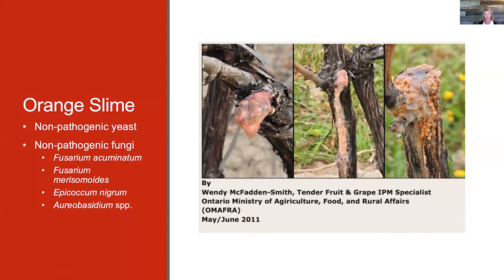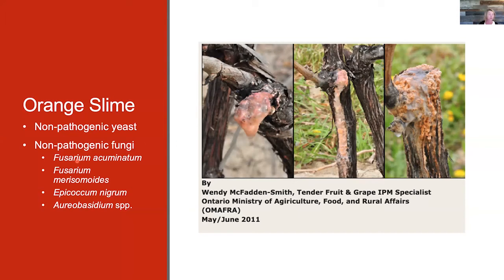So if you can see here, this is a picture from OMAFRA from Wendy McFadden Smith. Some of you may know her, but you can see here that this will actually start to drip, like ooze, and go onto the ground. And again, while it's a bit shocking, it won't kill the vine, and eventually it'll just dry up as the weather dries up in the hot summer. Again, though, it can be shocking. There's nothing you can really do for it. So you just kind of wait it out.